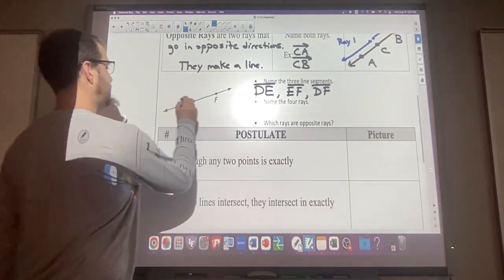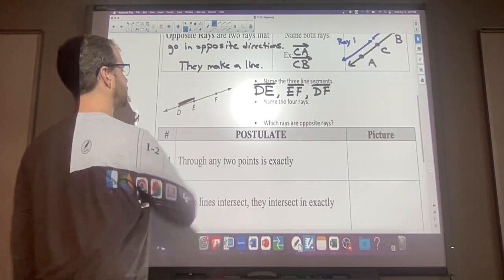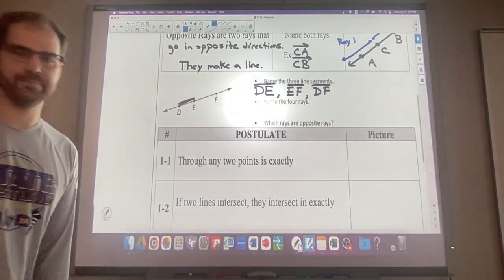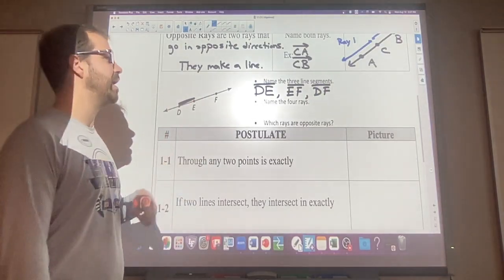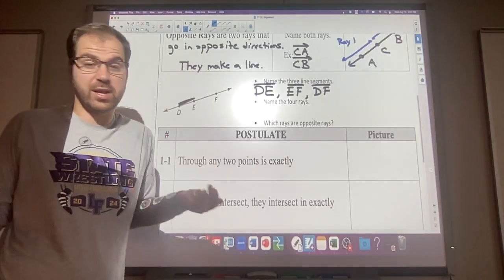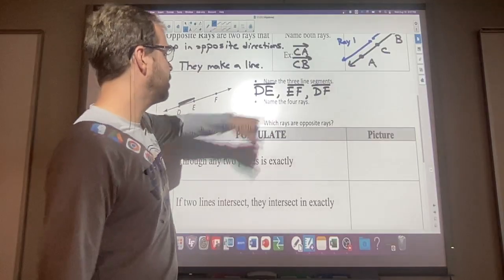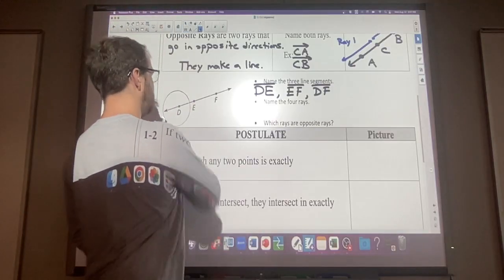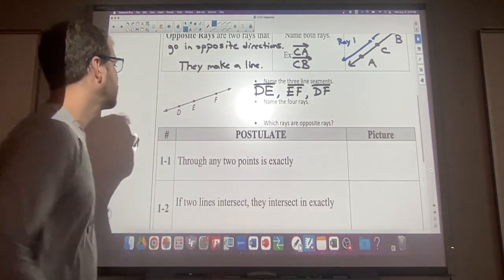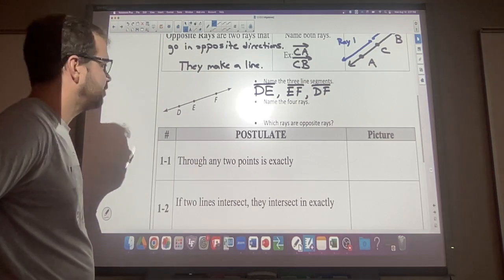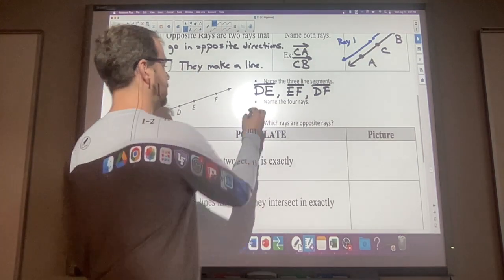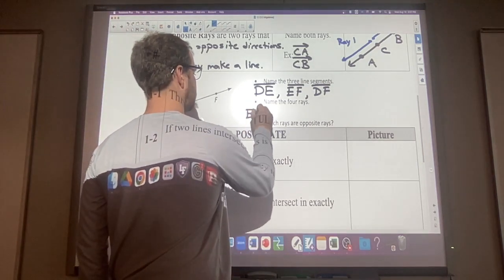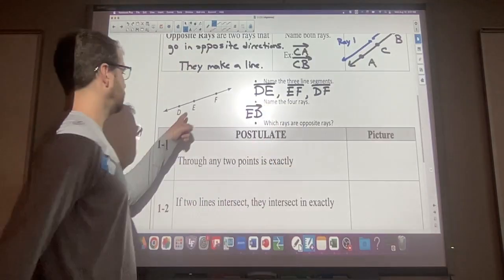Now, you might say, what if I wrote DE and ED? DE and ED is the same thing, you just switch the order. So it's not a different line segment. It's another way to name it, but it's not a different one. Name 4 rays. All right, so 4 rays. To start, we got E to D. We got E to F.